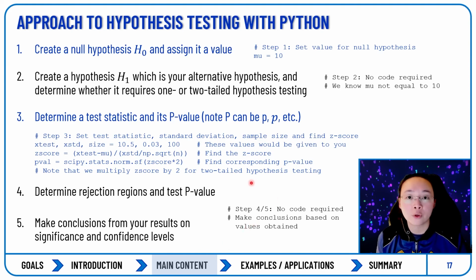So all the code you would need would just be for step 1, defining the null hypothesis, and step 3, which is creating the test statistic, the z-score, and then getting the p-value from that z-score. After you're all done, you can make a conclusion and make inferences about the population.